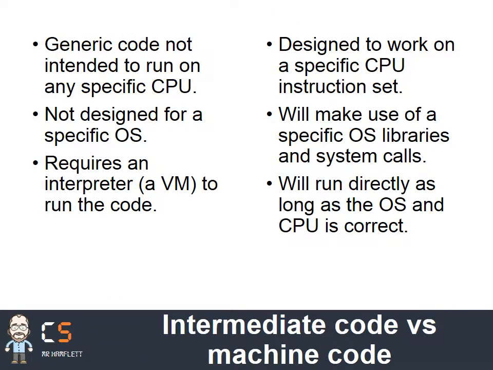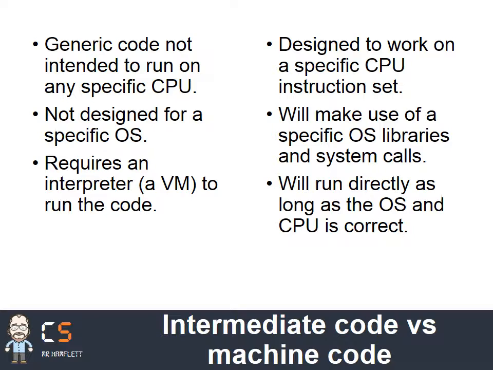So, intermediate code versus machine code. Intermediate code is generic code, not designed to run on any CPU whatsoever. It's not designed for any operating system, and it requires a virtual machine in order to interpret it, in order to run it. Machine code, on the other hand, is designed to work on a specific CPU instruction set and will make use of specific operating system libraries.